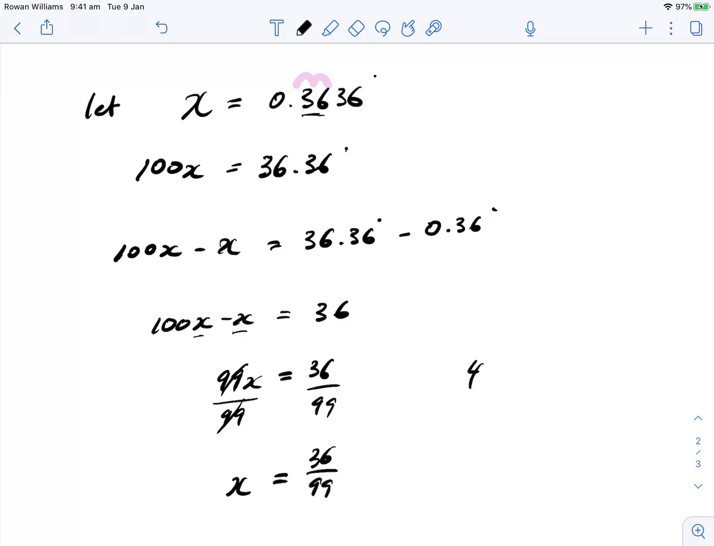If you had some number that was repeating 475, you would times it by 1,000 instead, but we don't have to do that for this one.